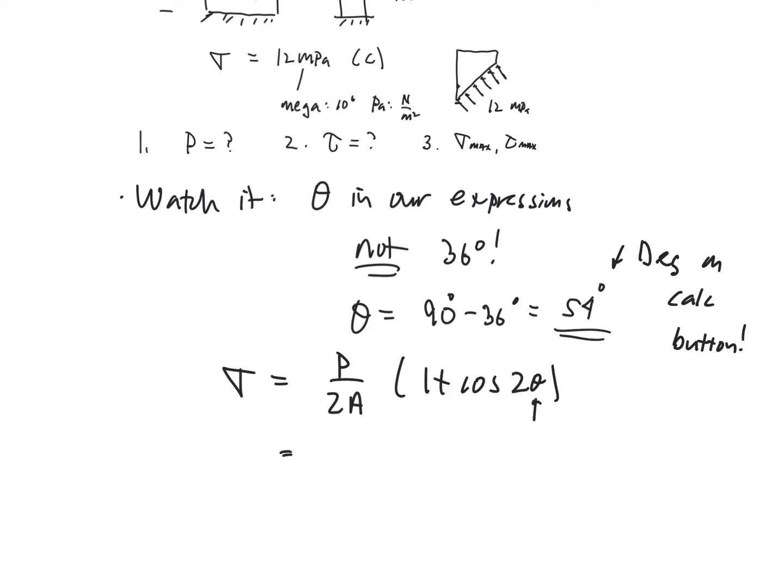Be careful about that. And the other expression, P, is of course unknown. We don't know what that is. Sigma is given. We're given the area. We're given the angle theta. So P is the only unknown. Now we have to be careful about the area, though.